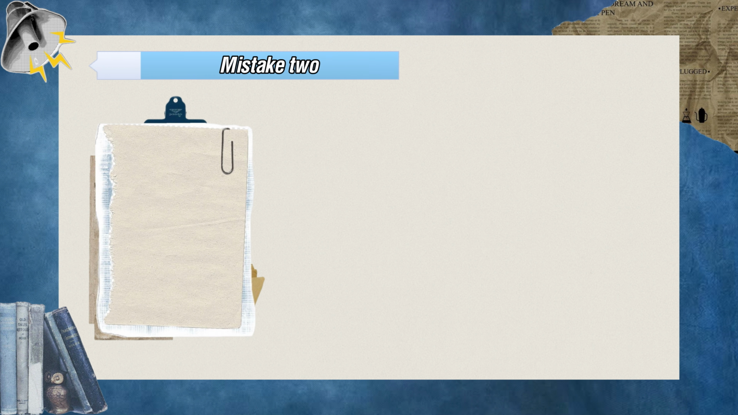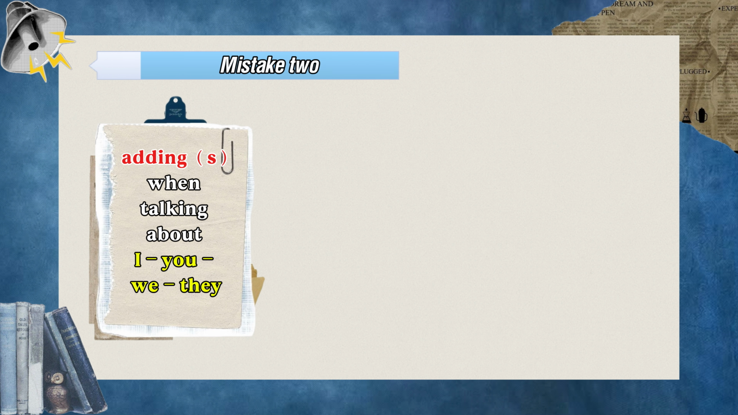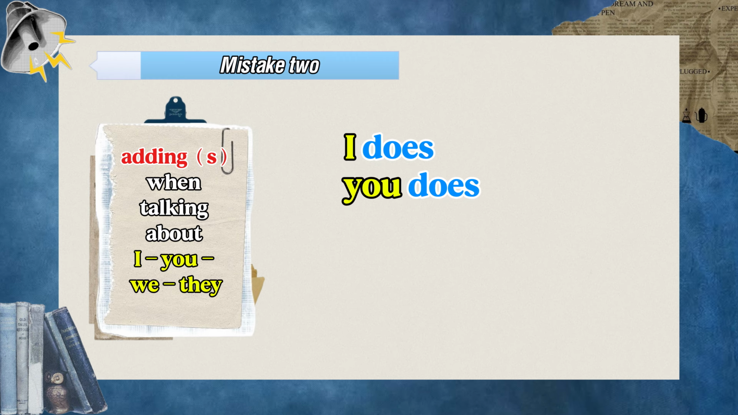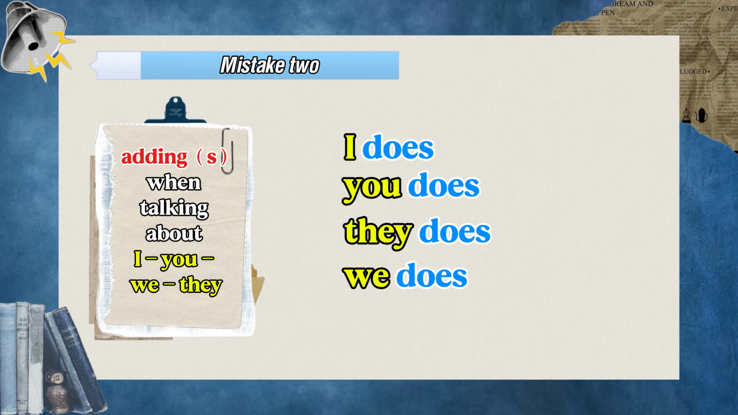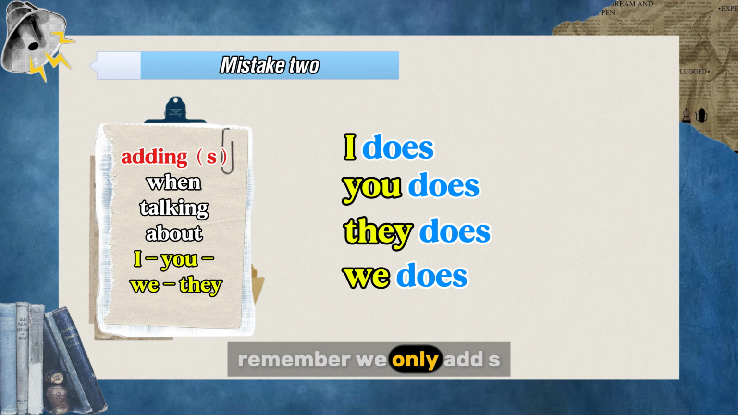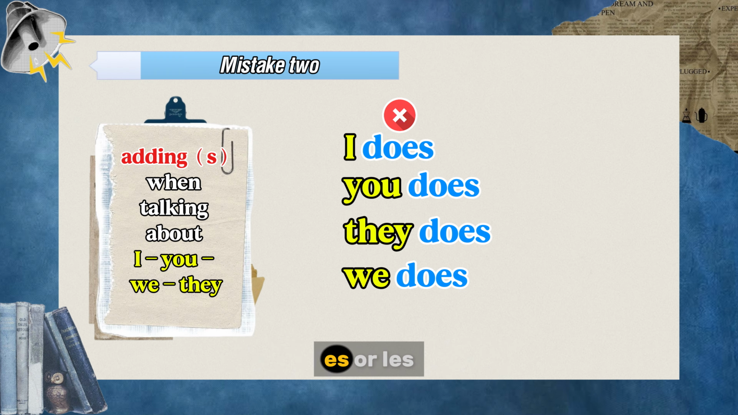Mistake number two is adding s when talking about I, you, we, and they. For example, I does, you does, they does, and we does. Remember, we only add s, es, or ies with he, she, and it.